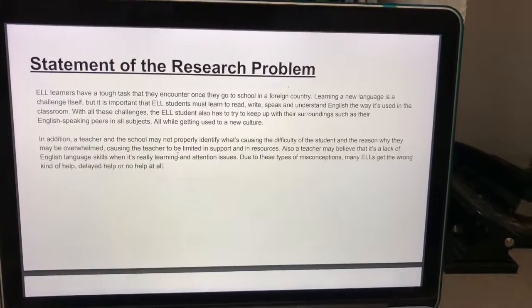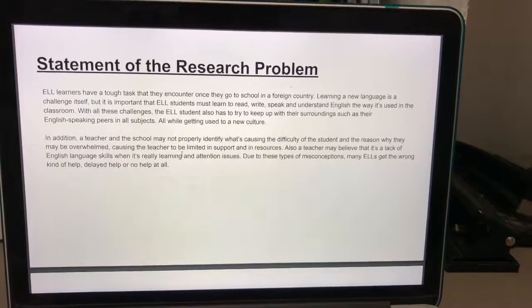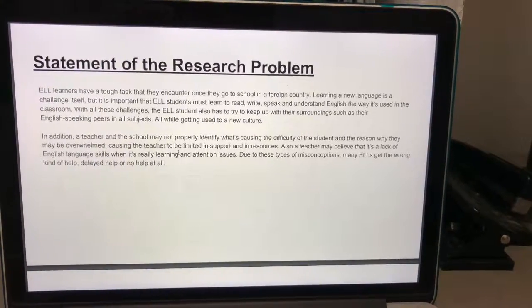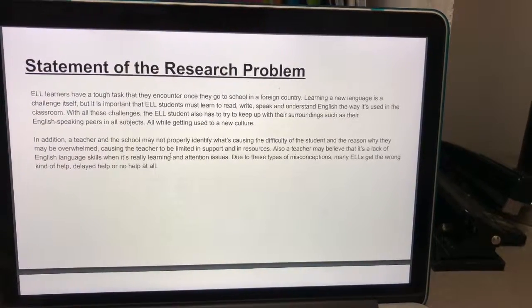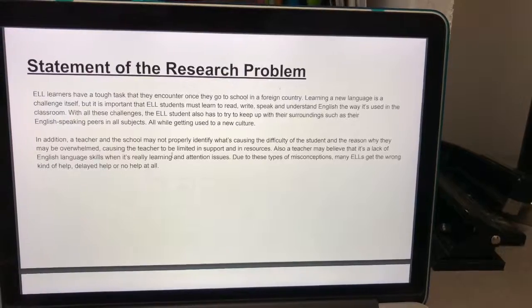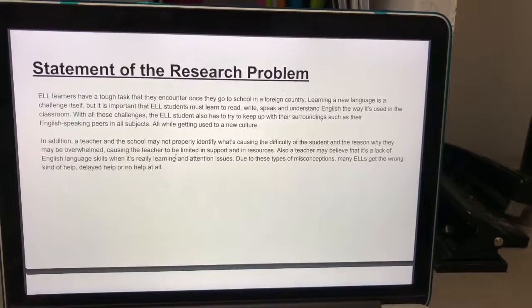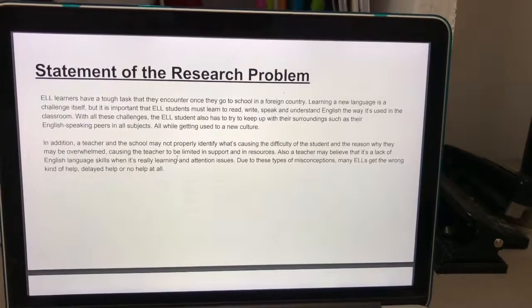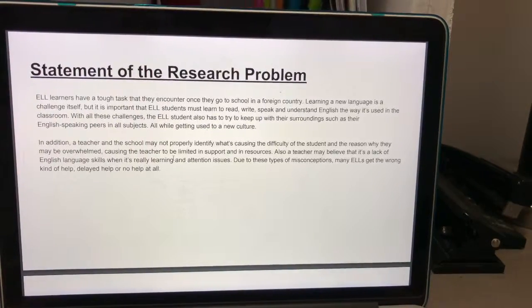So my statement of the research problem is that ELL learners have a tough task that they encounter once they go to school in a foreign country. Learning a new language is a challenge itself, but it is important that ELL students learn to read, write, speak, and understand English the way it's used in the classroom. Also, in addition, a teacher in the school may not properly identify what's causing the difficulty of the student and the reason why they may be overwhelmed, causing the teacher to give limited support and resources.